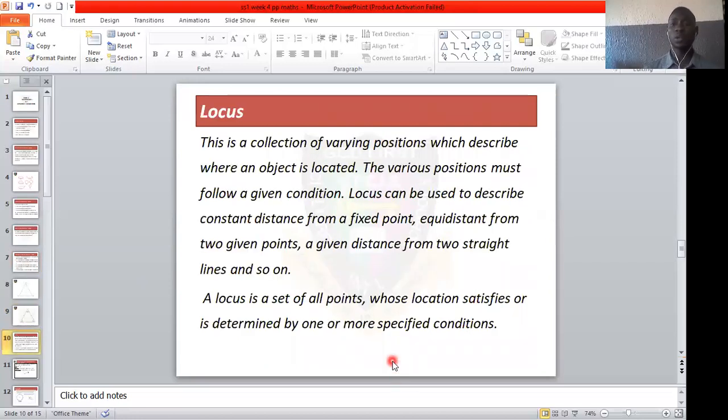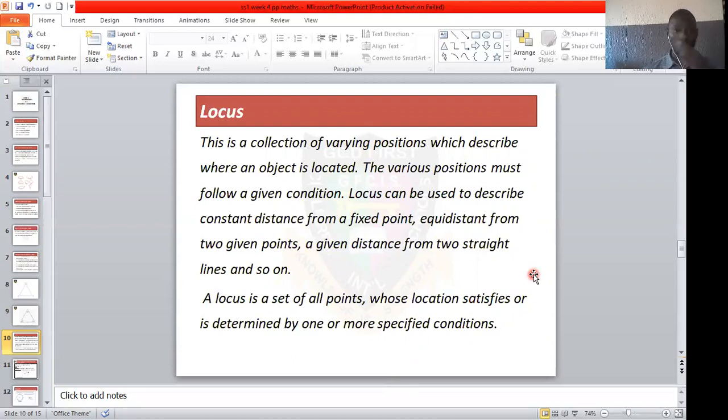So we'll go to the next thing, which is locus. This is like another topic on its own, but still under construction. Locus is a collection of varying positions which describe where an object is located. It is a set of points that tells the location of an object. The various positions must follow a given condition.